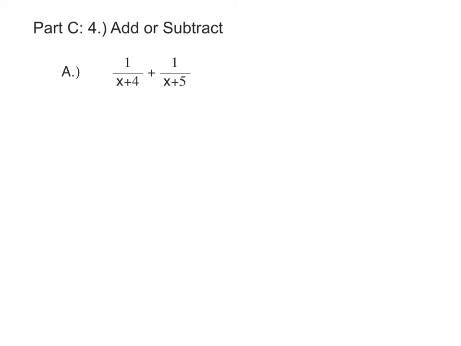In order to add or subtract, the most important thing we need is a common denominator. So when I'm making my common denominator, it needs to have all the factors of each denominator. So my new denominator needs to have x plus 4 in it. And it needs to have x plus 5.